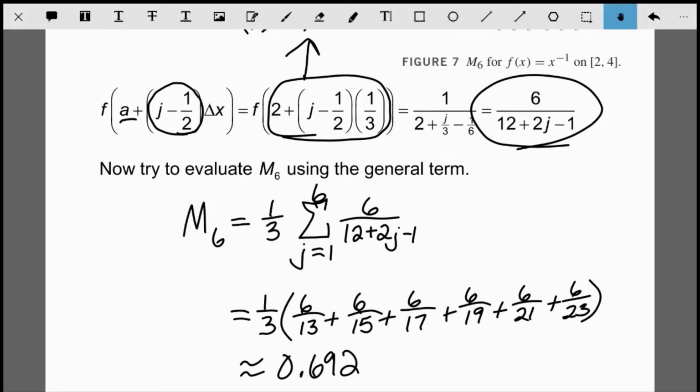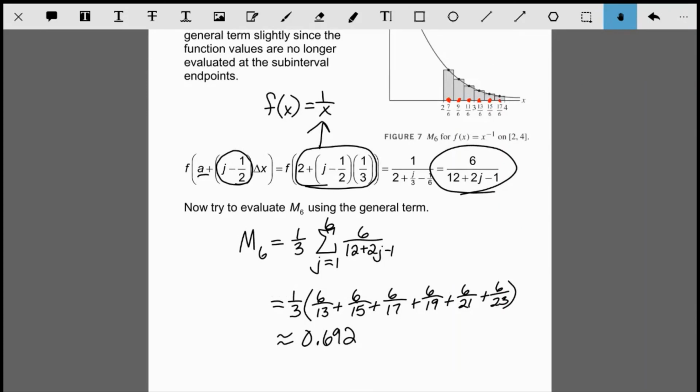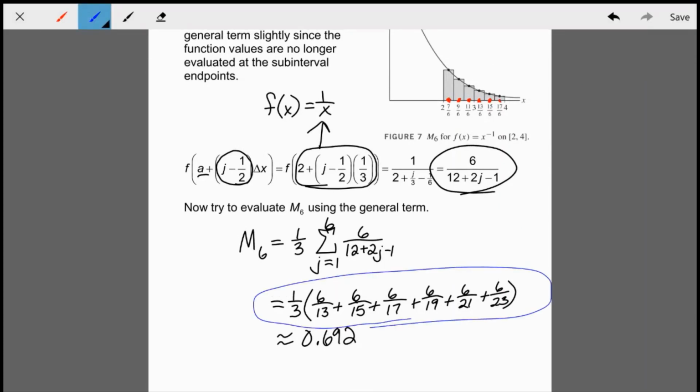Okay, and again, just to reiterate, I wouldn't really do this if I only had 6 subintervals because I can easily write out this entire summation. But this is more something we would use if we had a very, very large number of subintervals. Then we can just use the pattern, write a simple formula, and we don't have to write out a bunch of terms.